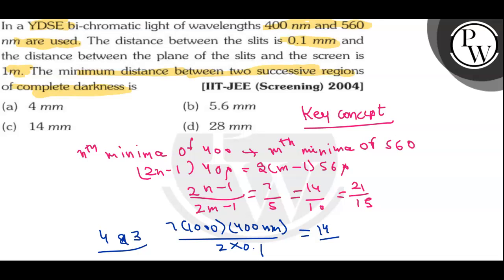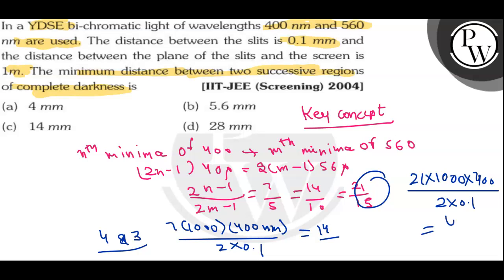If we take another, the 11th minima of 400 nanometer coincides with the 8th minima of 560 nanometer. Then we can write the equation for the third one: 21 into 1000 into 400 nanometer, upon 2 into 0.1. Then you will find the value is equal to 42 millimeter.